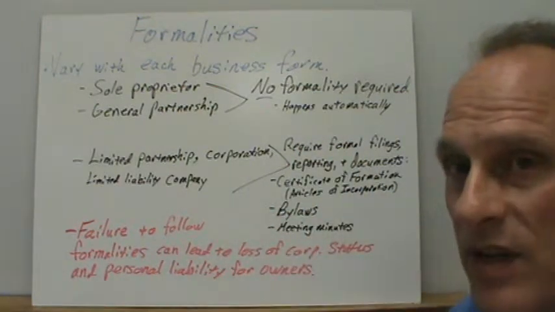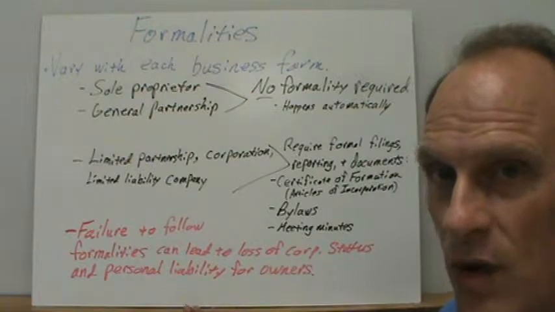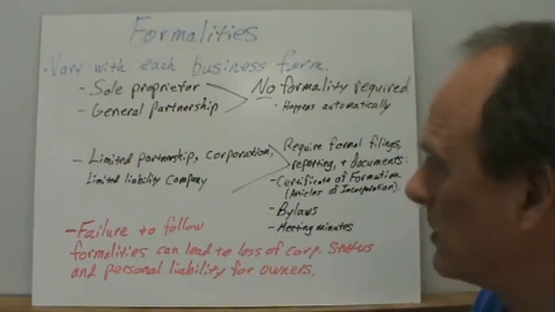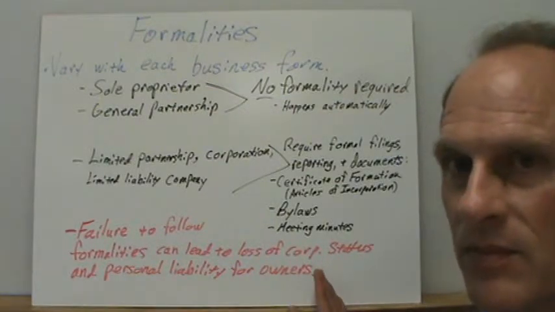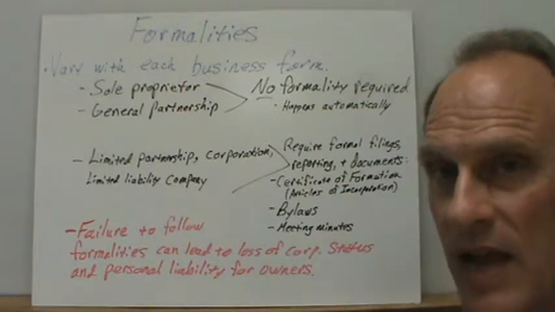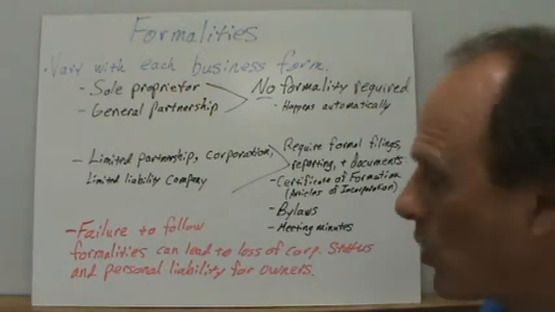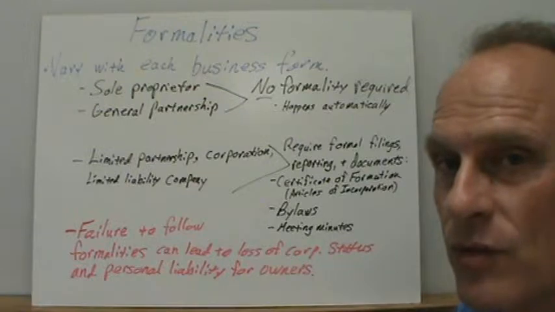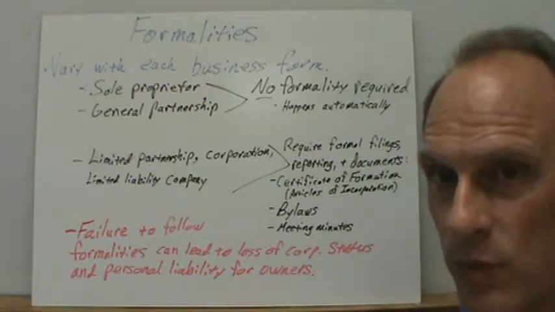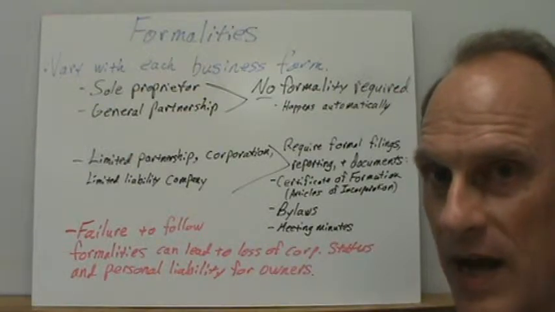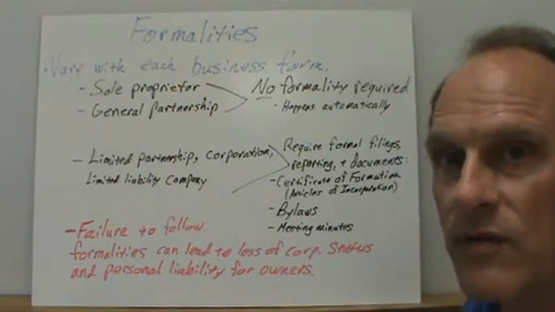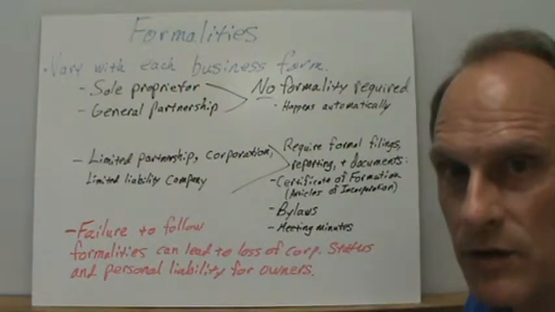And the thing is, if you don't follow the formalities, you don't keep up with the formalities of some of these entities, then you risk the loss of that corporate status, or the loss of that status of whatever it is, and you're subjecting the owners of the corporation to possible personal liability for the debts of that entity. So that's someplace where the owners don't want to end up. So you've got to stay on top of formalities. So that may or may not be suitable for some business owners and their particular needs.